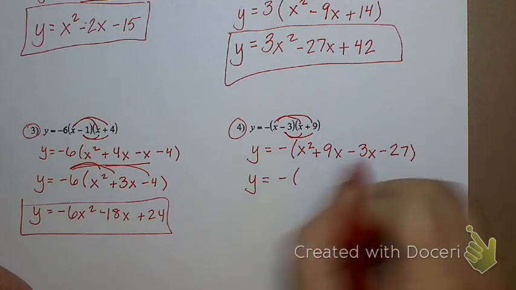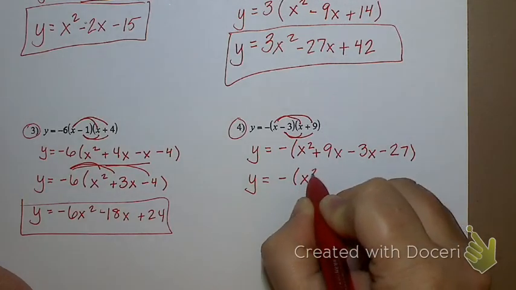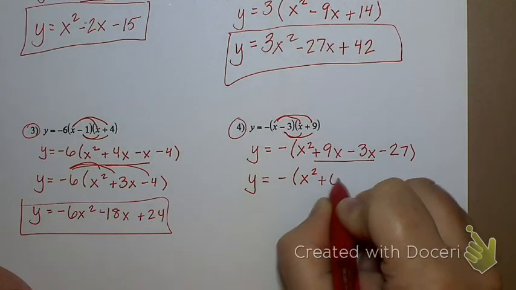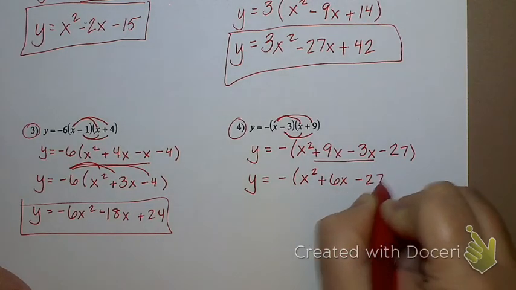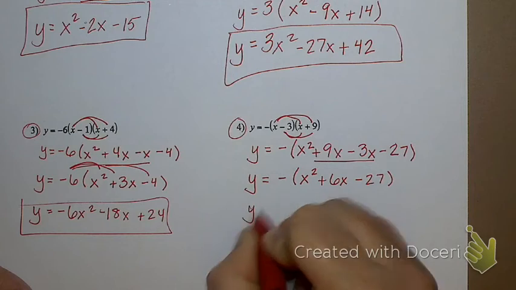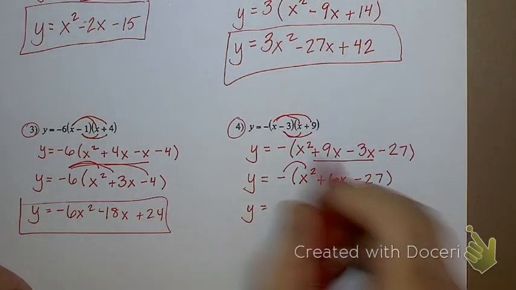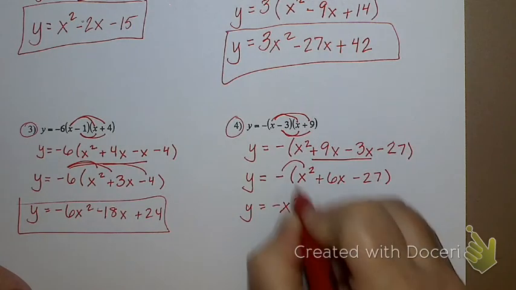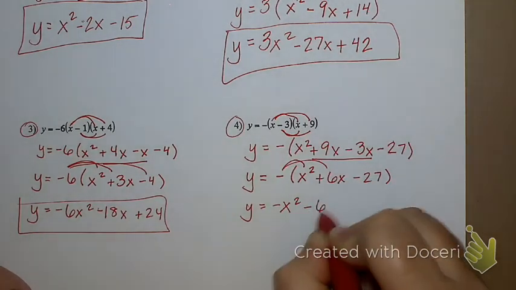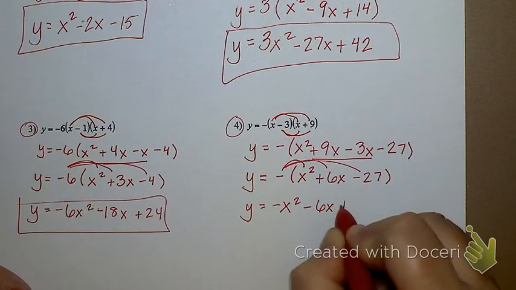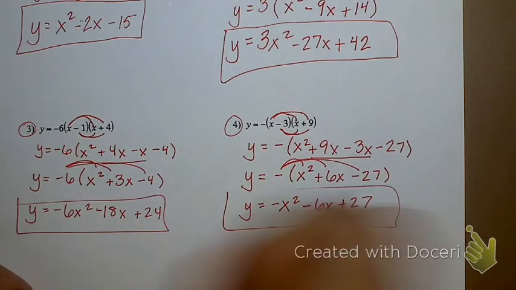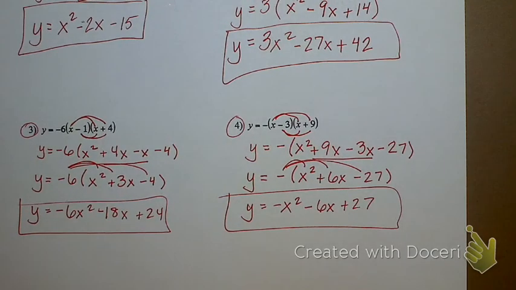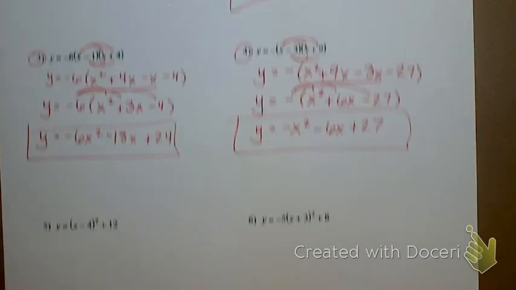Negative, and then let's combine our like terms. X squared, what? Plus 6x minus 27. And now I multiply that negative sign. So negative 1, technically, right? I get negative x squared, and then I get what? Minus 6x, and then done. Easy peasy? Yes. Okay? Now comes the review.